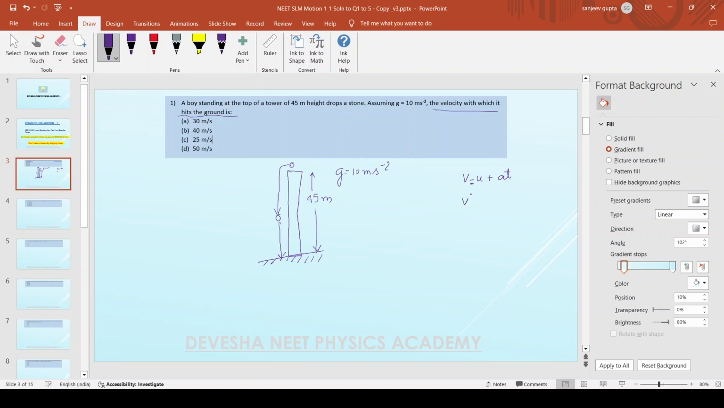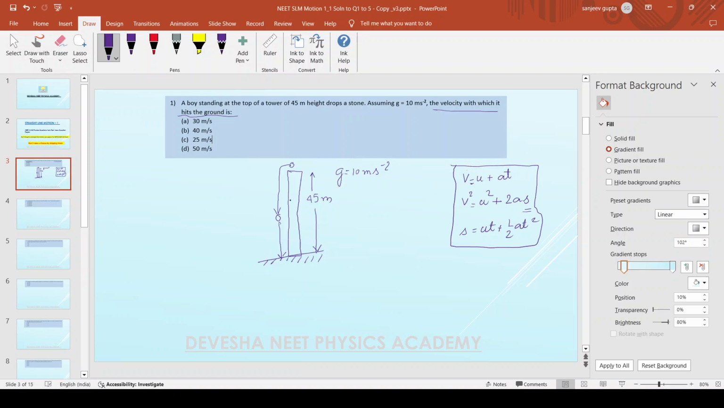The second formula you must know as well is v square equal to u square plus 2as. Here a is the acceleration due to gravity, and s is the distance traversed by the body. The third formula we know is s equal to ut plus half at square. These three are the most important formulas in case of motion which you need to know.